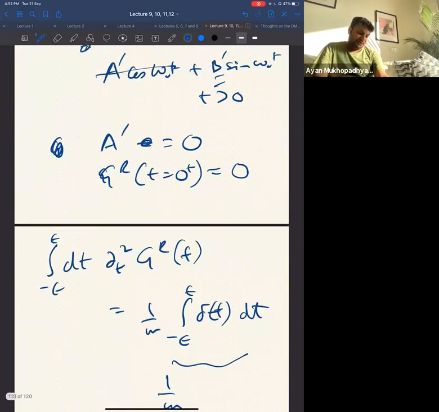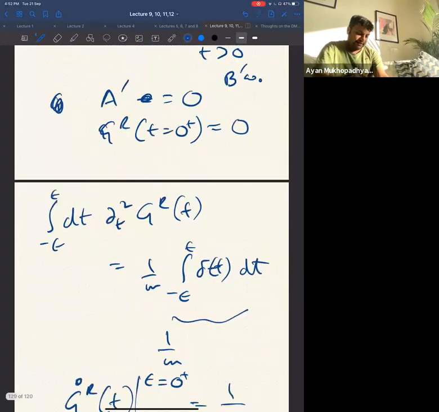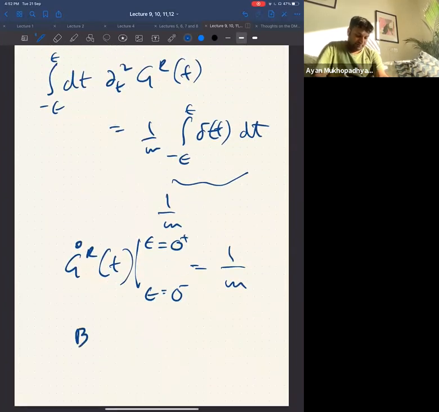Now, when I go to epsilon equal to 0 plus, I should simply take a derivative here. I get B prime omega naught cos omega naught t, but t goes to 0. Whereas if I go from the other way, it's simply 0, right? The derivative vanishes. So I get simply that B prime omega naught is equal to 1 by m, and that sets B prime to be 1 over m omega naught.